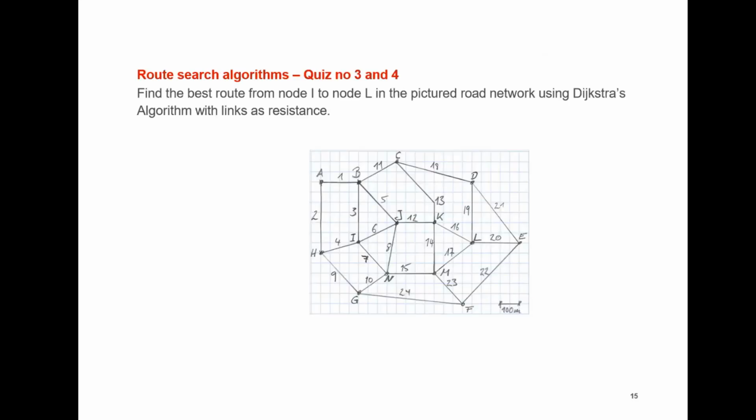So this is your typical example for quiz number 3 and 4. While using that specific algorithm, Dijkstra, I would like each and every one of you to identify the path from I to L, and then submit it via MS Teams as well. Okay? Thank you very much.